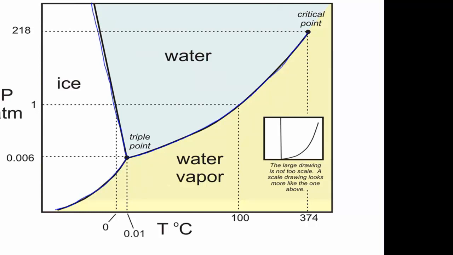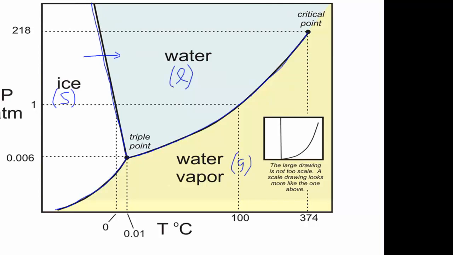Those lines separate your three phases of matter. You're always going to have solid in this section, in the case of water, that is ice, liquid in this middle section, and gas in this section to the right and down. As you cross over a line, you're undergoing a phase change.